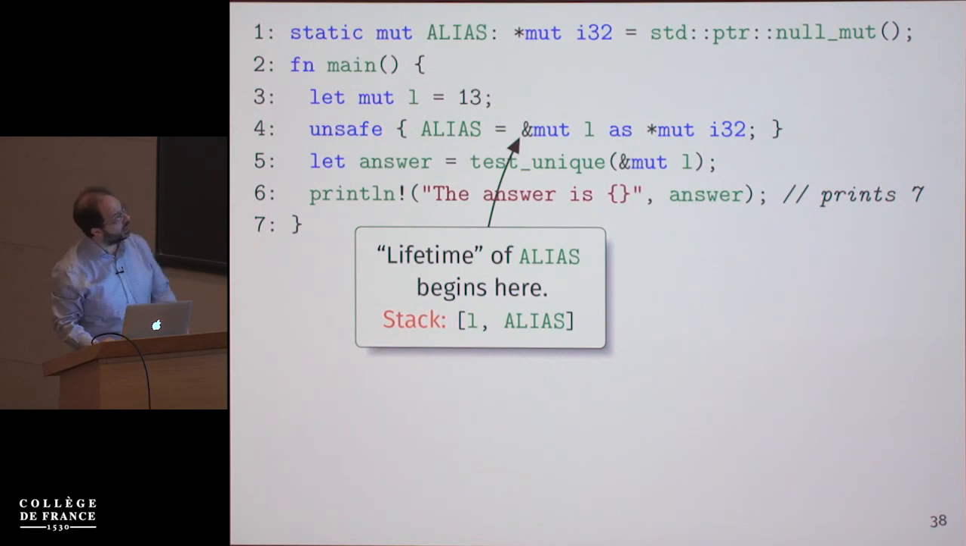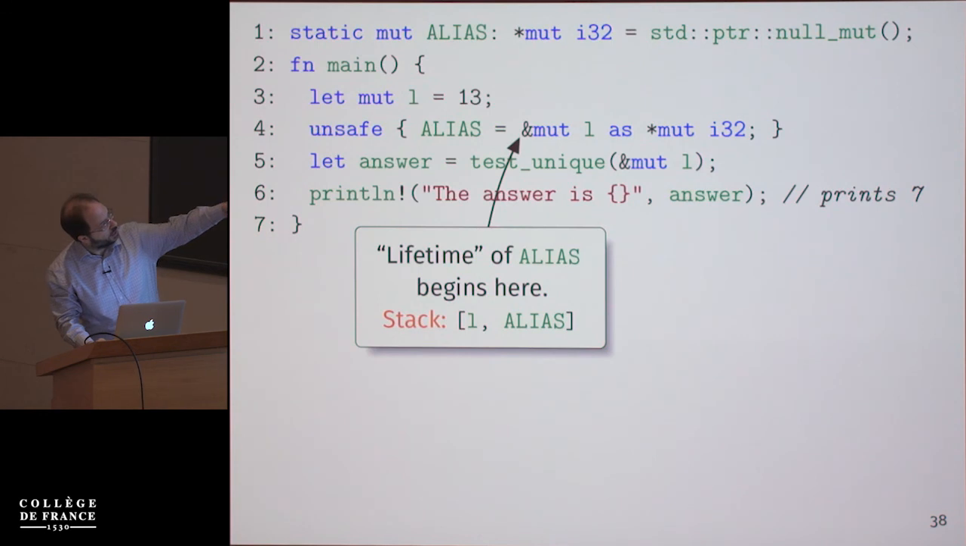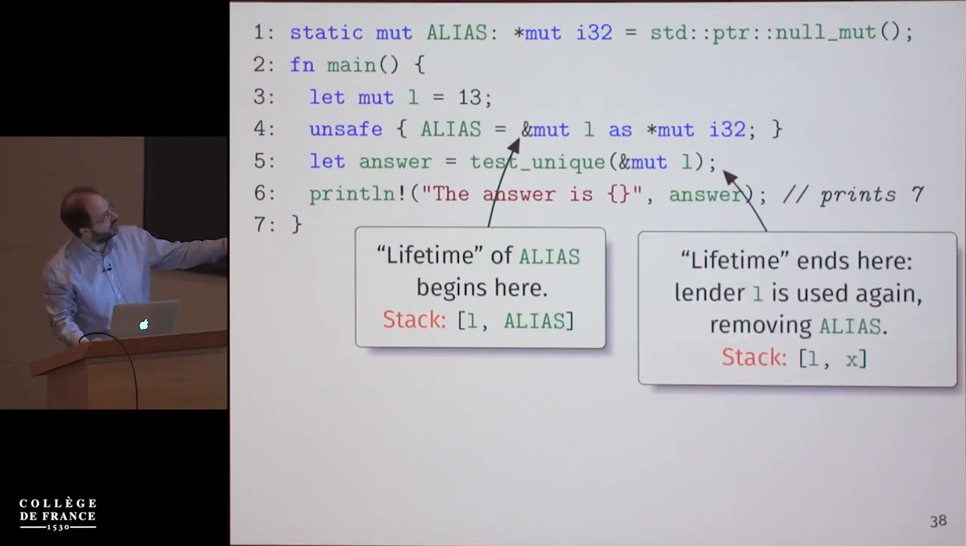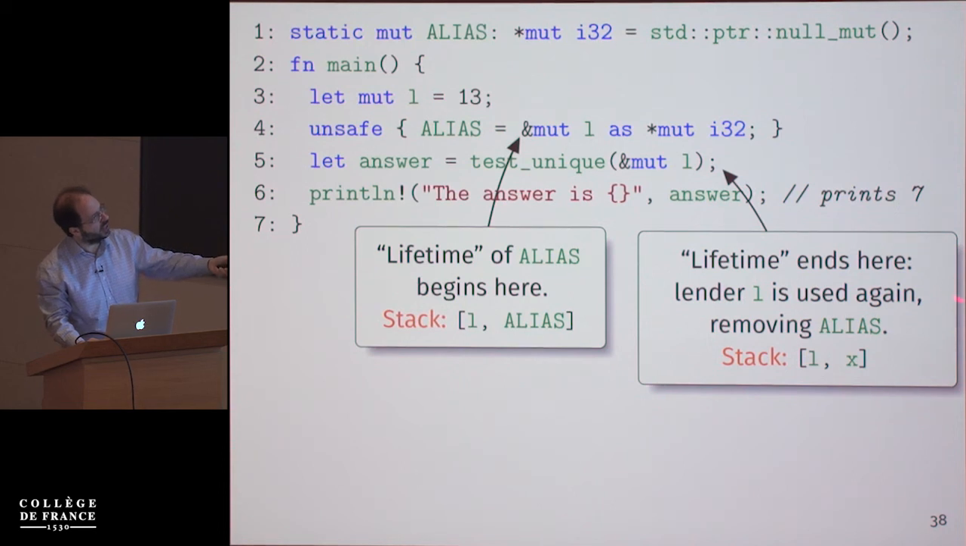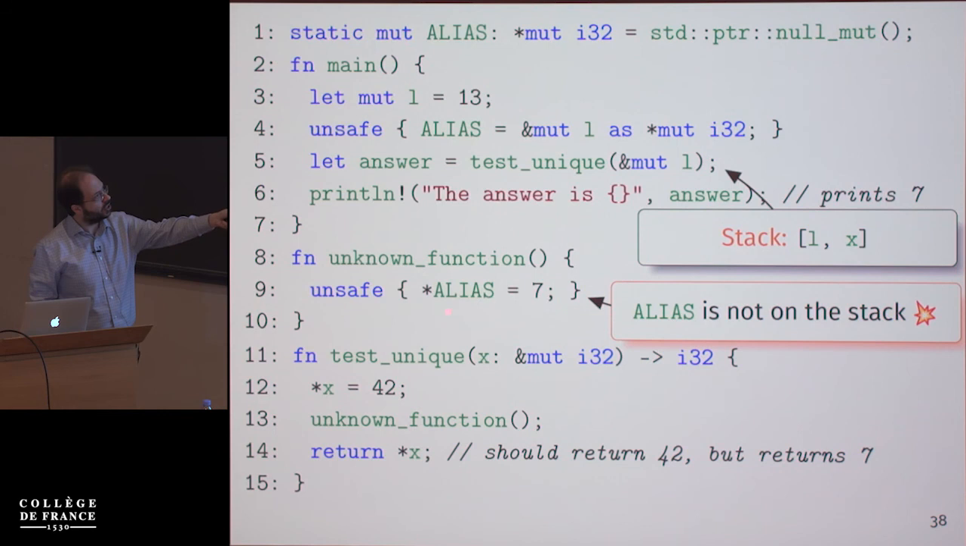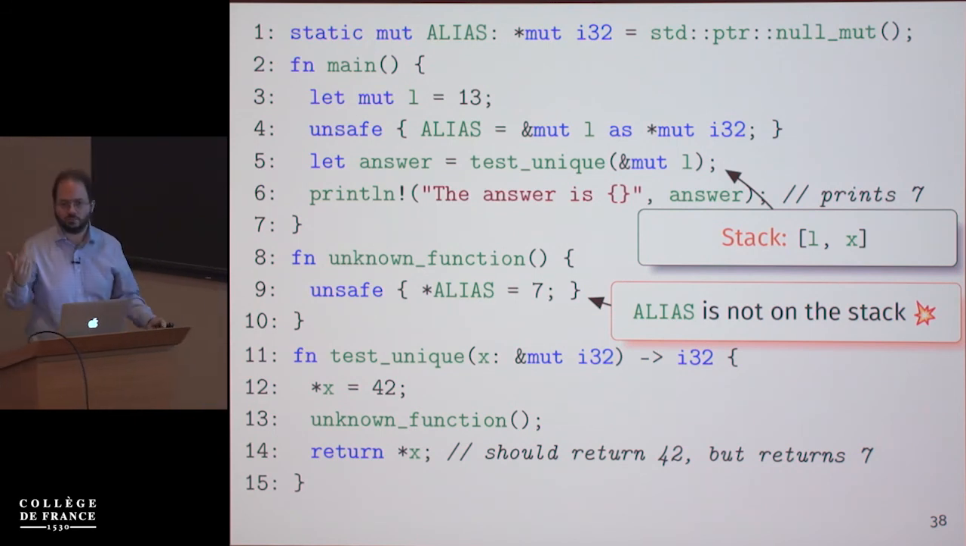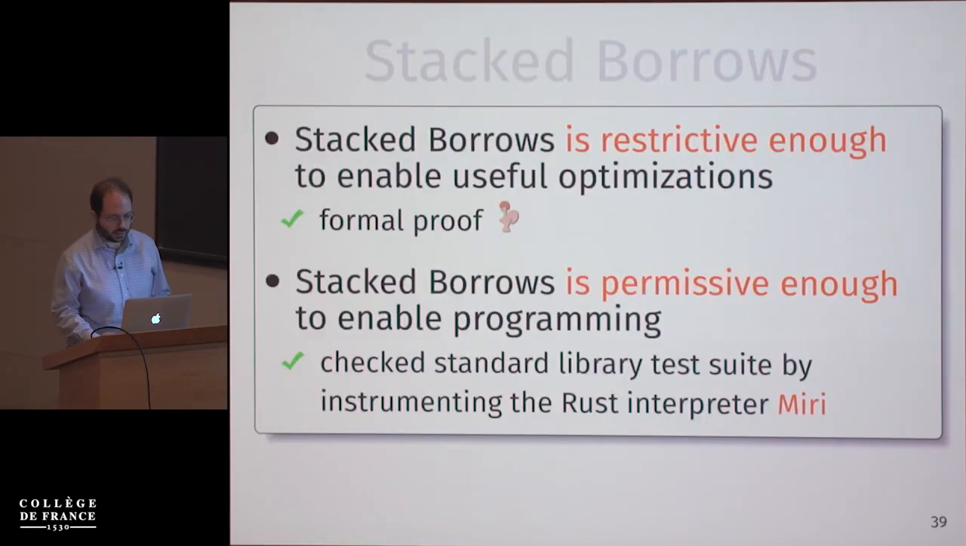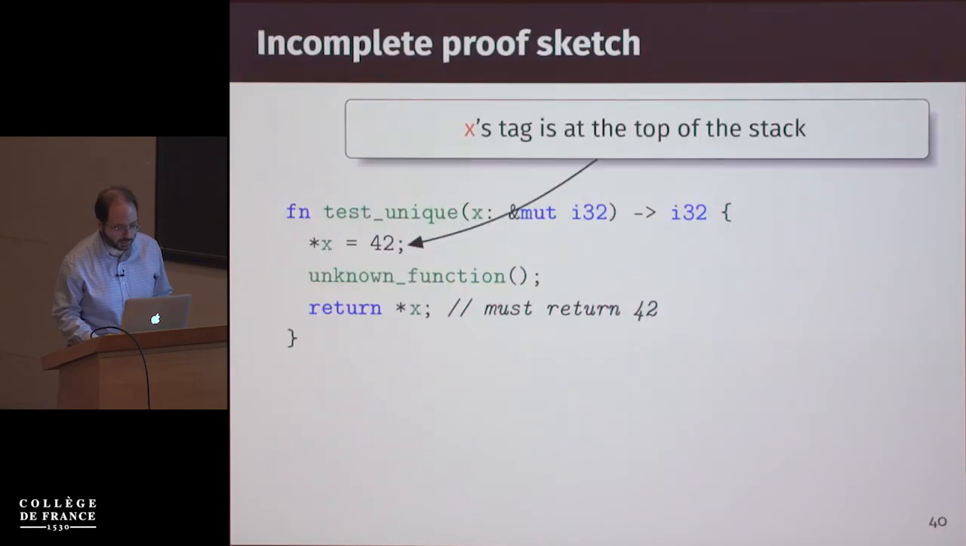So just to go back to this example and see why this is now undefined behavior: the lifetime of alias began here when it borrowed from L. It was created as a borrow from L. Here, we created another borrow from L when we passed it to test unique, and that had the effect of removing alias from the stack. So now X has been put on the stack and alias has been removed. Consequently, when you try to access alias in the call to the unknown function, it says alias is not in the stack.